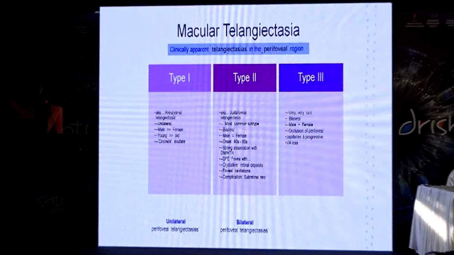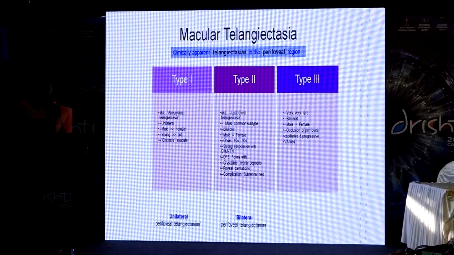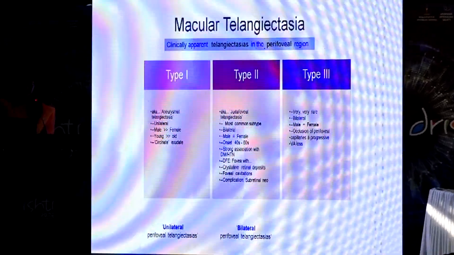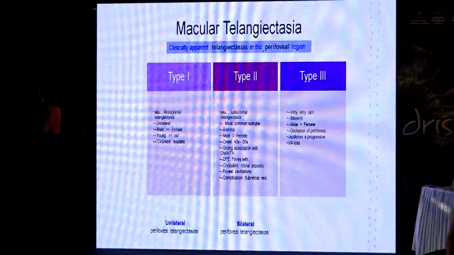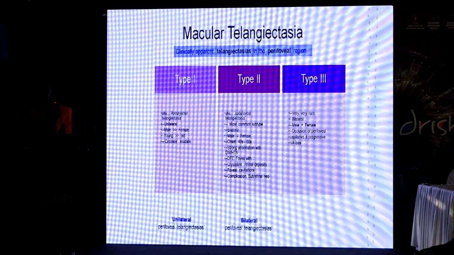Type 2, or the juxtafoveolar telangiectasia as it is called, is the most common subtype that we see. It is bilateral, male and female are the same. Onset is in the 40s to 60s. It has a strong association with diabetes and hypertension. In this you will see the foveal cavitations and the crystalline retinal deposits, which we will come into later.